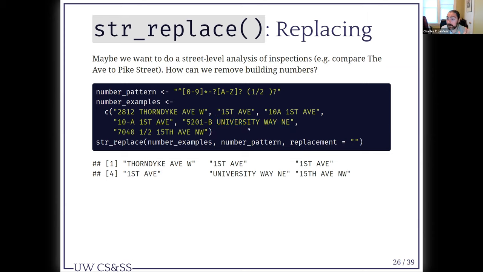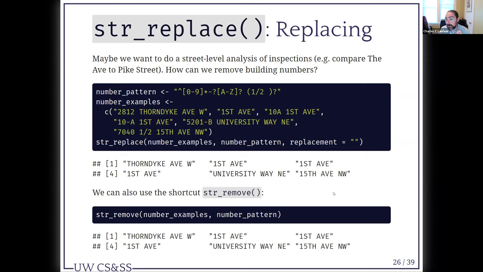So first, let me show you that this actually works. I run this number pattern here, which I'm going to walk through on the next slide. I say, take my number examples, string replace in those number examples the number pattern that it matches here, replace them with nothing. This is actually the same as the string remove function. It's kind of like a paste zero thing. String remove, instead of giving you a replacement, it just deletes whatever it matches. It's exactly the same result here. What we see is all that junk I didn't want has been removed from all these addresses. Okay, let's walk through how this mess is getting what we want.